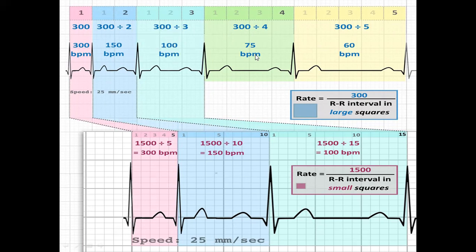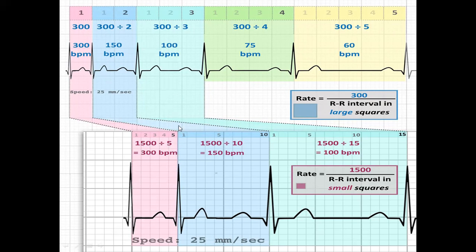If the patient is having tachycardia or the heart rate is very high, but it is occurring at regular intervals, then we can use 1500 divided by the number of small squares. So rather than calculating the large squares, we now calculate small squares. Now you can see here, how many small squares are there? That is 1, 2, 3, 4, and 5. So 1500 divided by 5 will give us a rate of 300 beats per minute.